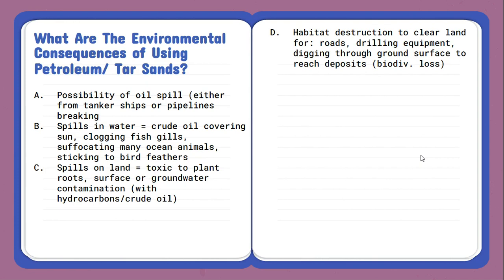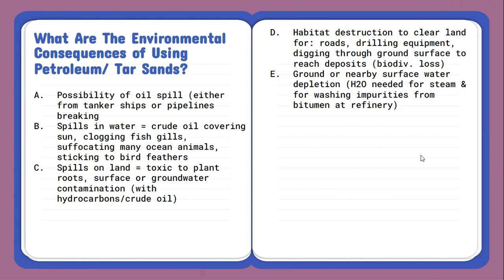In order to obtain petroleum, similar to coal, this is going to require habitat destruction, right? We must clear the land to install drilling equipment, roads for that drilling equipment, transporting it, and so on. It has the risk of contaminating any nearby surface water, and it's going to deplete the amount of surface water nearby, especially if we need to use it at a refinery if we are collecting tar sands and trying to extract the petroleum from it.